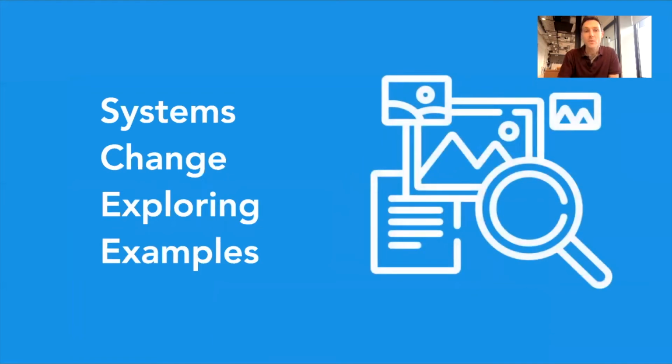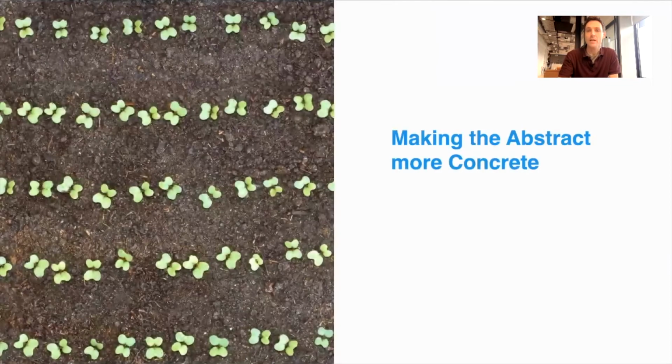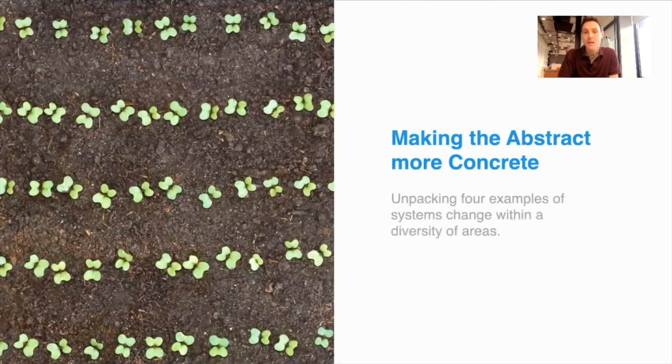Welcome everyone to this course on systems change, where we'll be exploring examples of what systems change looks like in practice. We're trying to make these sometimes abstract ideas and methods more concrete, more tangible, and explore what they look like in practice. And we're going to do that by unpacking 4 examples of systems change within a diversity of areas.